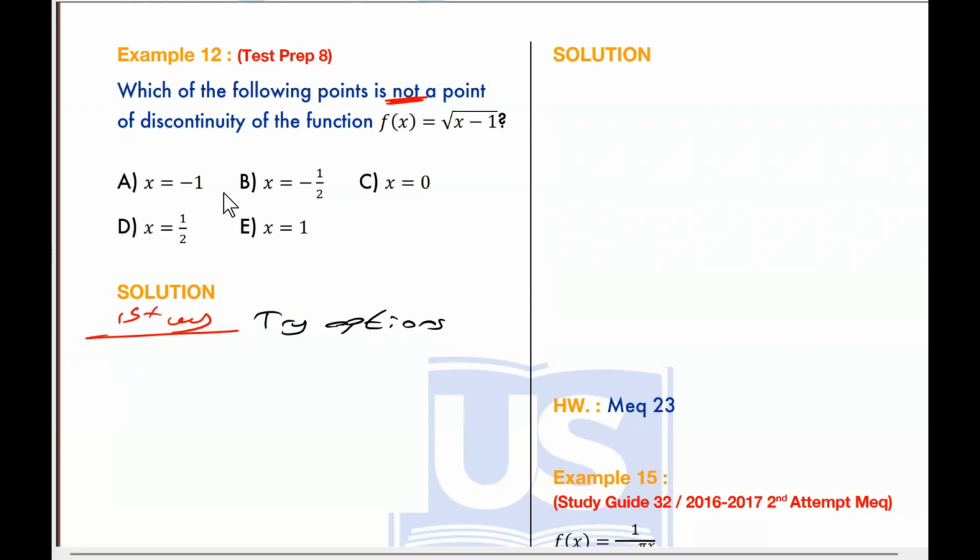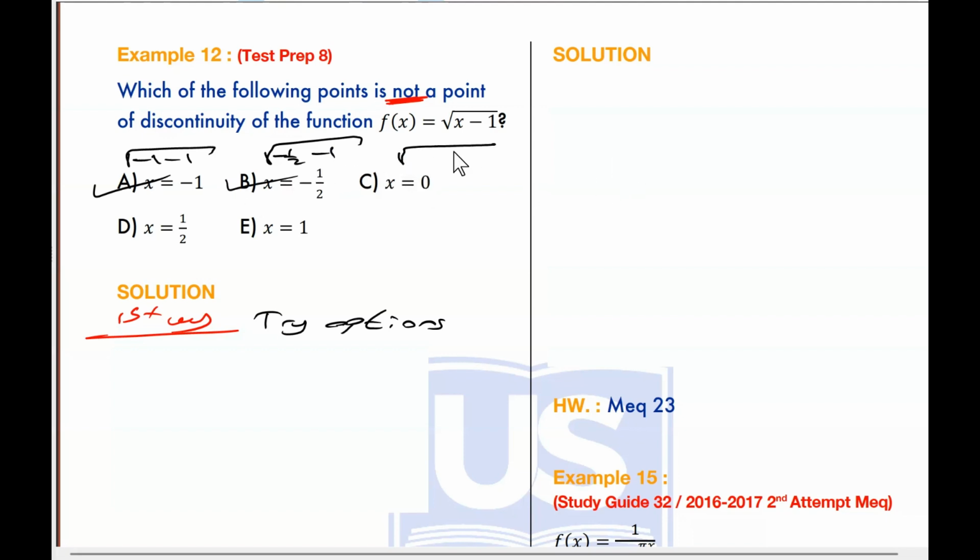So x equals negative 1. Does it make the function undefined? Negative 1, negative 1. So negative under root will make the function undefined. So it is a point of discontinuity. What about negative 1 over 2? Negative 1 over 2 minus 1, still negative under root. So it's also a point of discontinuity.